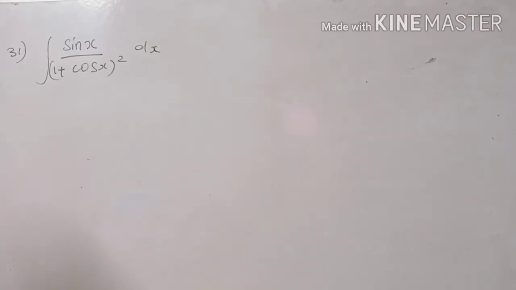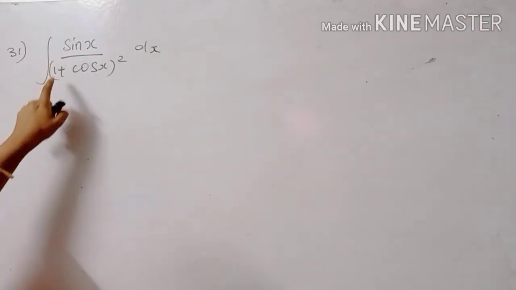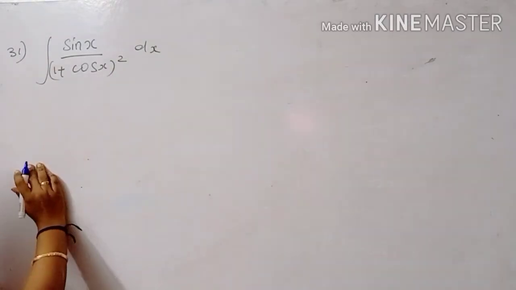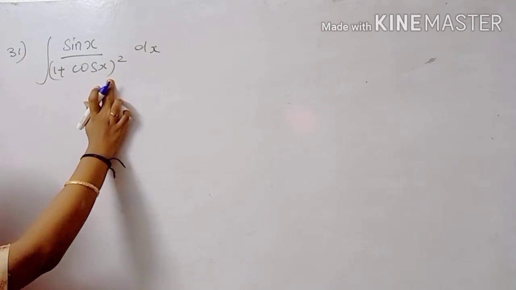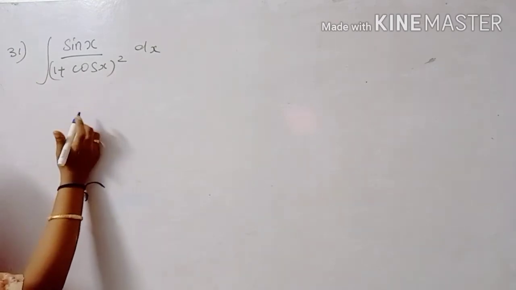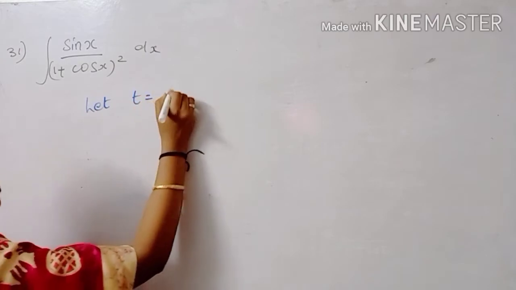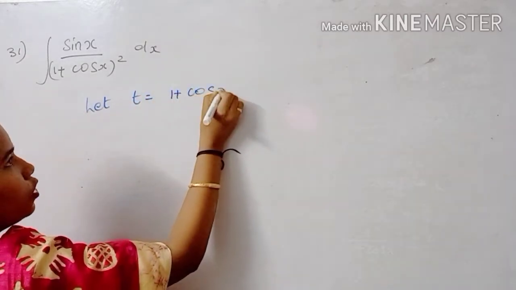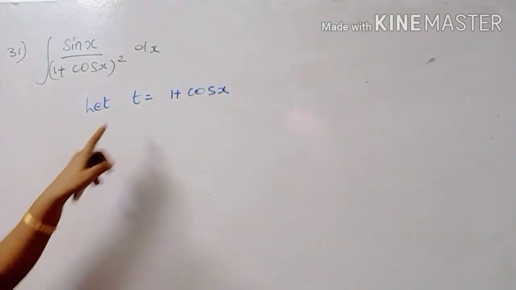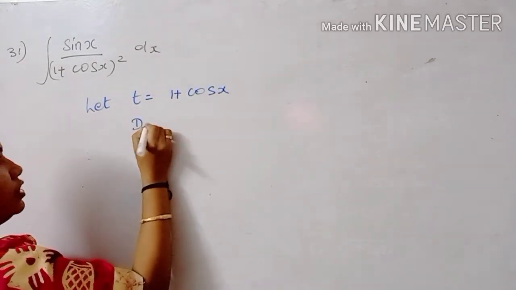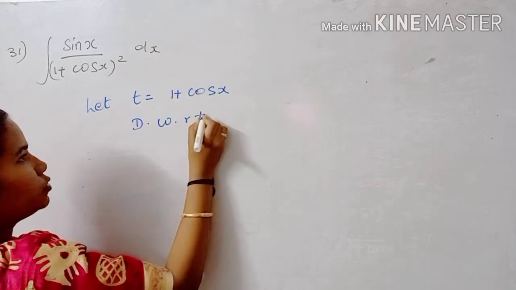Sum number 31. Integral sin x divided by (1 plus cos x) the whole square into dx. So we take the substitution as 1 plus cos x. Let t is equal to 1 plus cos x. Now we differentiate with respect to x.